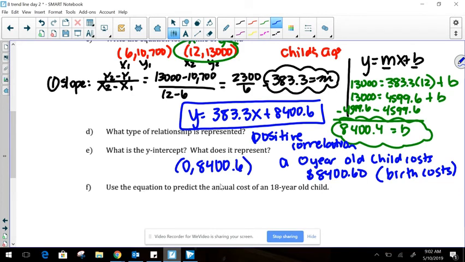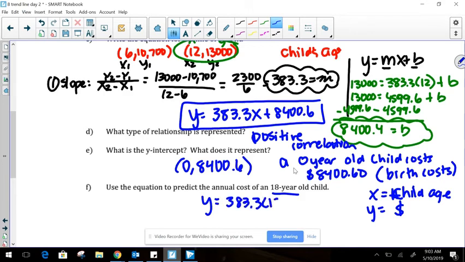So we want to predict this or use this equation to predict how much it's going to cost for an 18-year-old kid. So just remind here, X, that's the child's age. Y, that's the annual cost. So 18-year-old, I'm going to plug that in for X. So Y equals, I'm still using my same equation. So I plug in 18 for X. And I'll just plug this into our thing here.